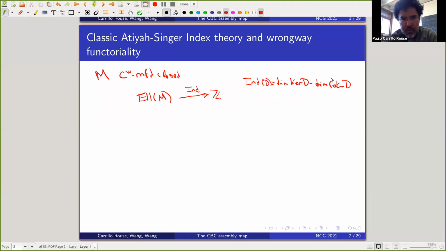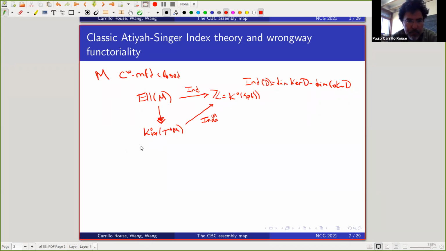And I think one of the major progresses by Atiyah-Singer is that they realized that this function can be factorized by some appropriate quotient, which is in fact the topological K-theory of the cotangent space associated to M. And this is what is called the analytic index of Atiyah-Singer. But the advantage is that now we are dealing with a map between two groups, where the integers can be seen as the K-theory of a point. Okay, so that's very classic.